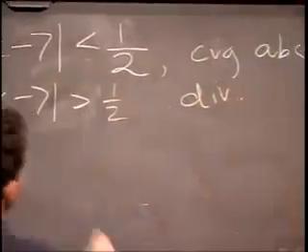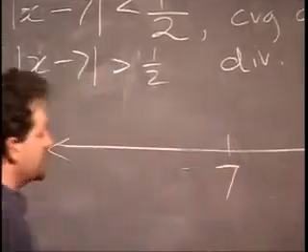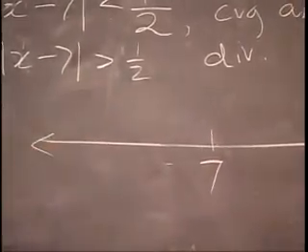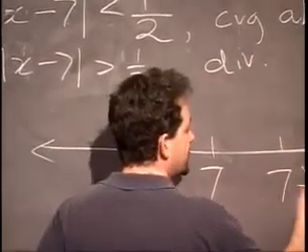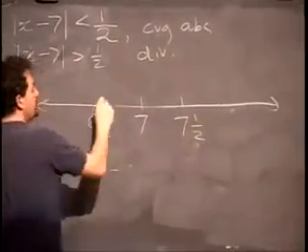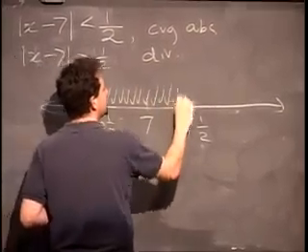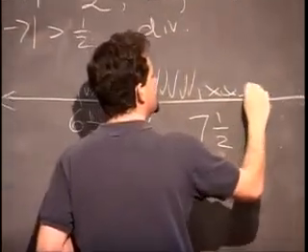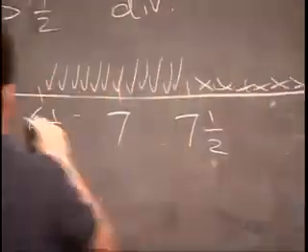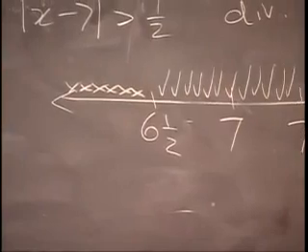Let's draw a picture of it. Here's 7, center of our series. A half takes us to 7.5, and 6.5 on the other side. And what we know is that between 6.5 and 7.5, it converges absolutely. And outside that interval, beyond 7.5 or below 6.5, it diverges.